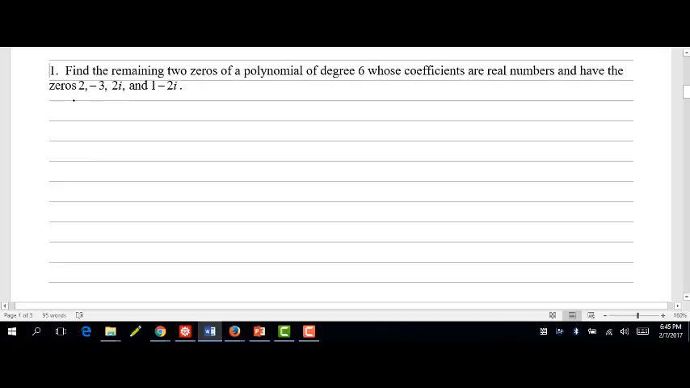On our first problem, we want to find the remaining two zeros of a 6-degree polynomial whose coefficients are real numbers and has the zeros 2, -3, 2i, and 1 minus 2i. So that's our task here.